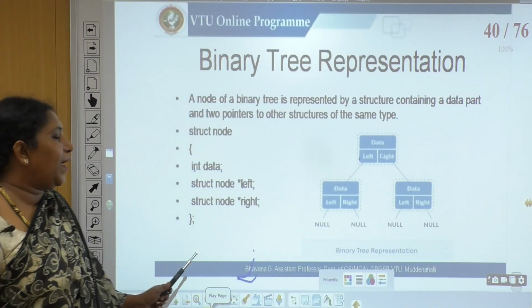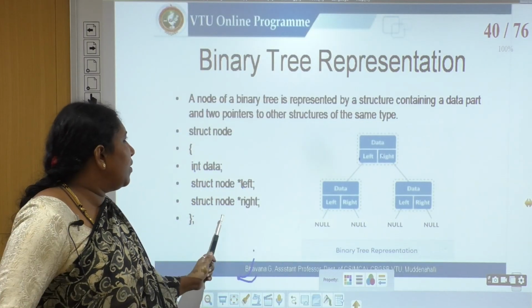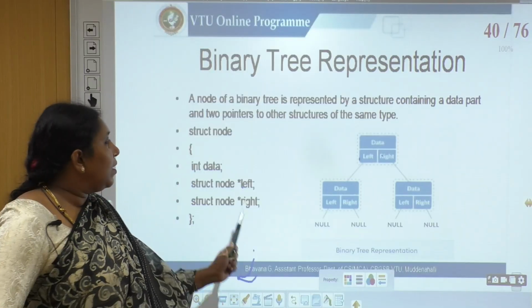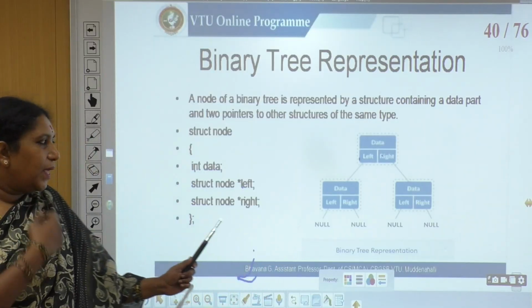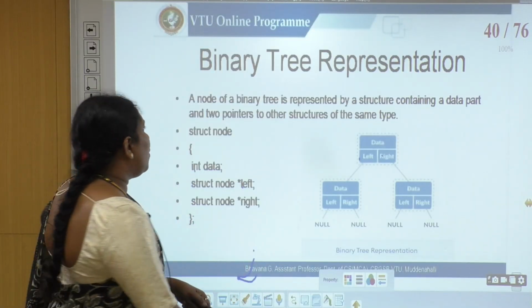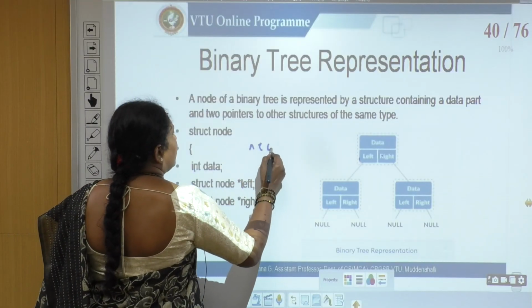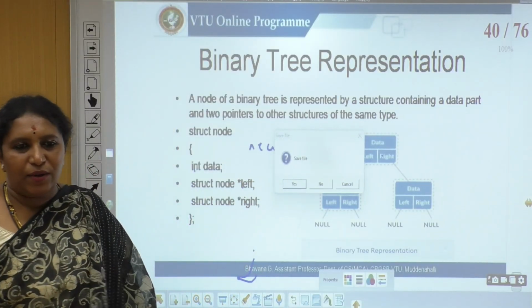After this we have to allocate memory for the node using the malloc function. That is malloc in C, but in C++ we will be using the new operator. Dynamic memory allocation will be done.